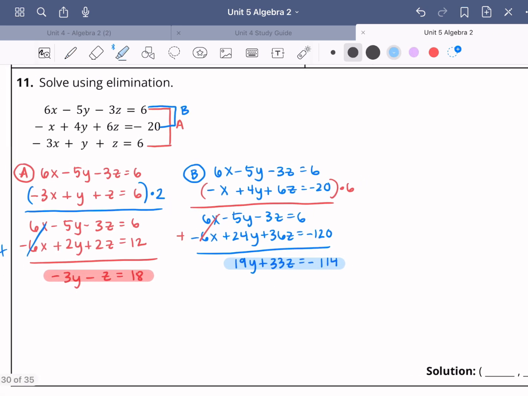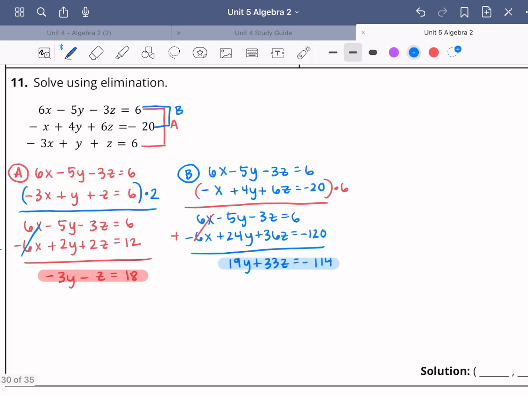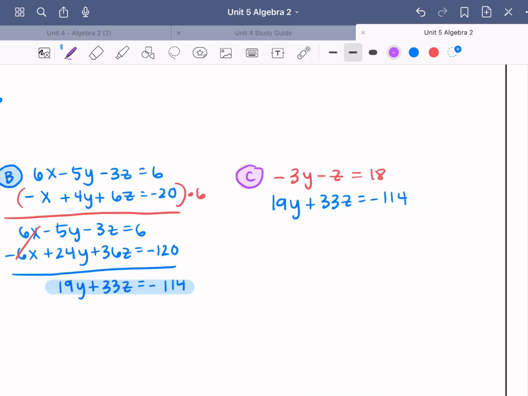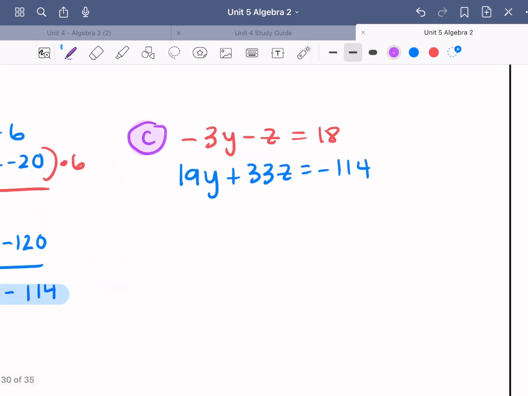For my last step here, which is going to be my third round of elimination, we are going to bring the equations from A and B together. So because I don't have any x's anymore, I can cancel whatever variable I want. I'm going to cancel the z's, so I'm going to multiply this top one by 33. So you might end up dealing with some larger numbers in this third round. That's pretty common. Don't let it worry you too much.